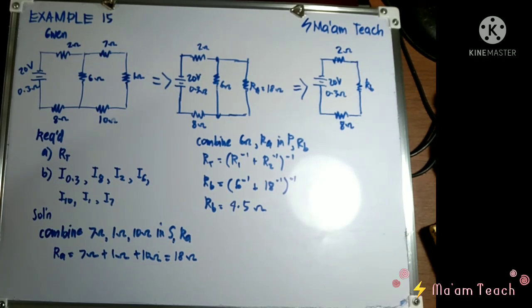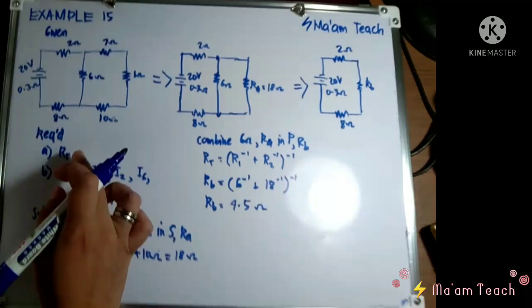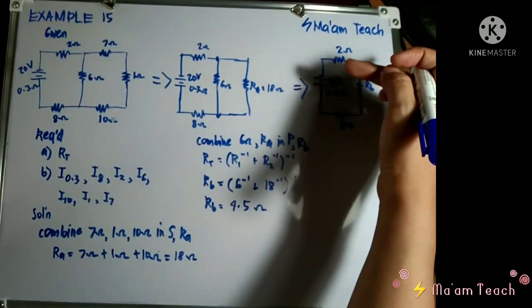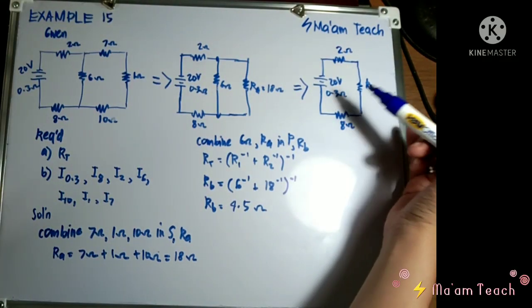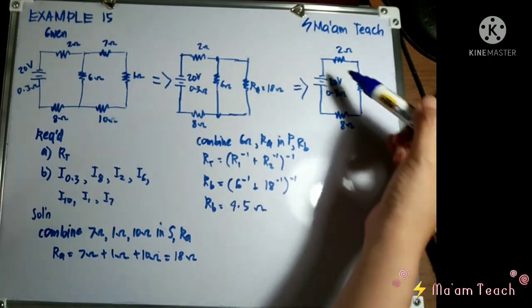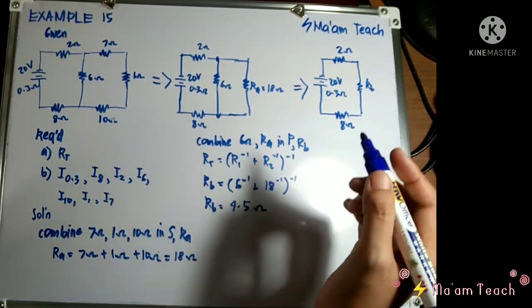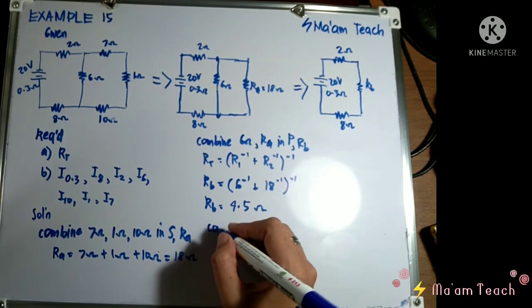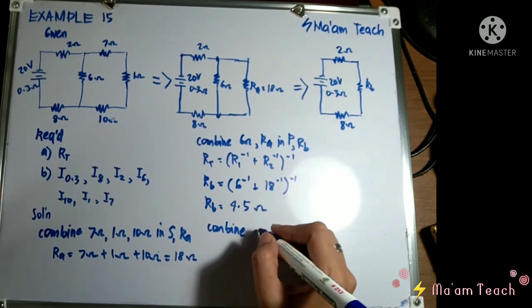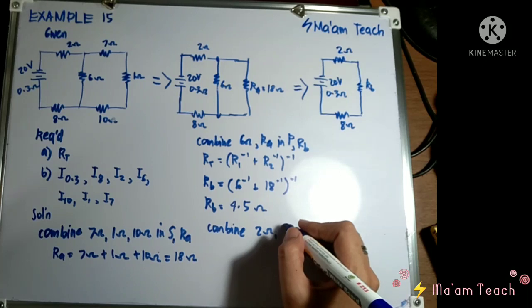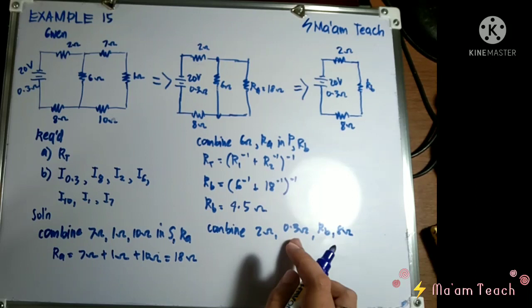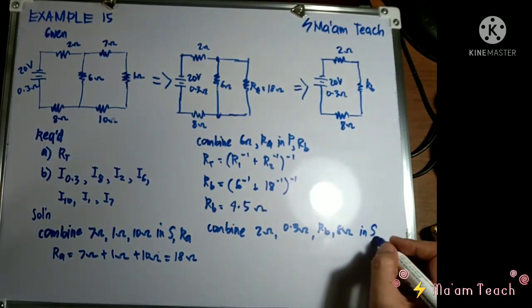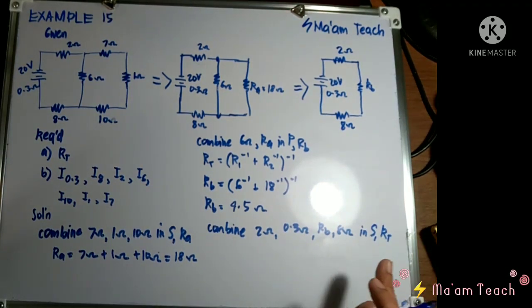So in order for us, class, to solve for the total resistance, if you can observe, 2 ohms, R sub B, 8 ohms, and 0.3 ohms are in what connection? Since they are on the same path, obviously they are in series. So therefore, combine 2 ohms, 0.3 ohms, R sub B, and 8 ohms, 1, 2, 3, 4, in series. And this will be our total resistance.